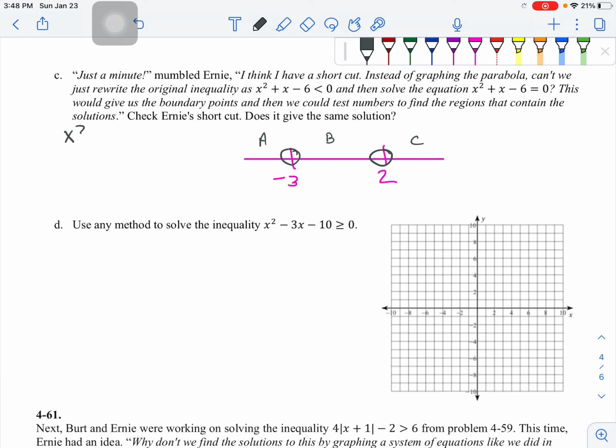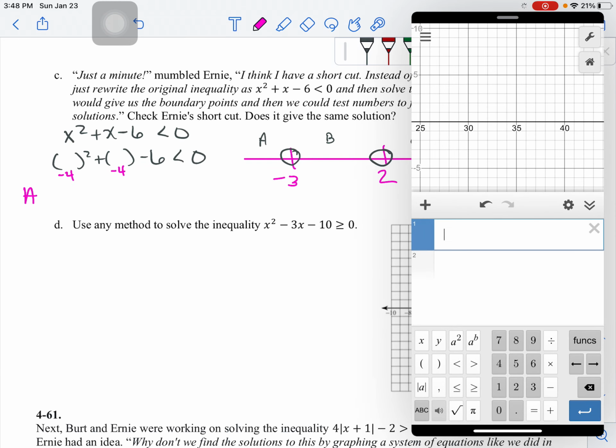So remember, our original was x squared plus x minus 6 is less than 0. We are going to put numbers from each section in for those x's and see if it comes out less than 0 or not. So if I do section A, I'm going to plug in, how about a -4? So I'm going to put -4s right here. And I'm going to, again, show you on Desmos because it's just a little easier for you to see instead of me holding up the calculator.